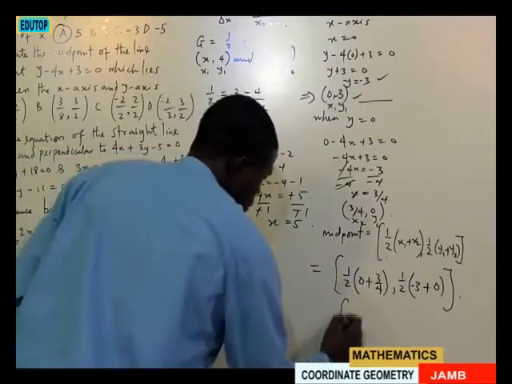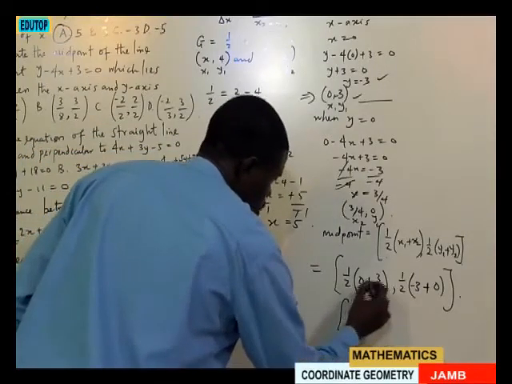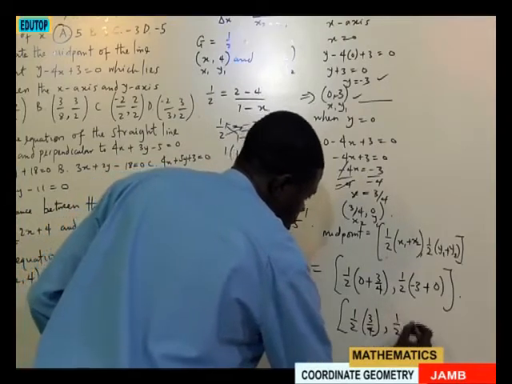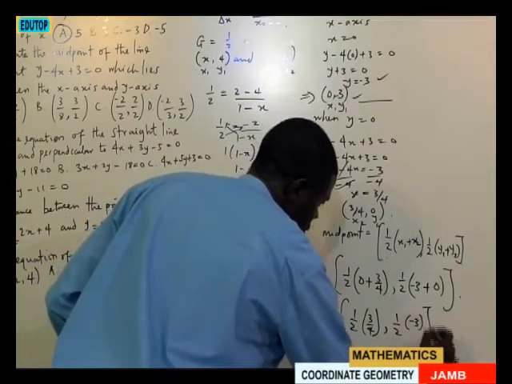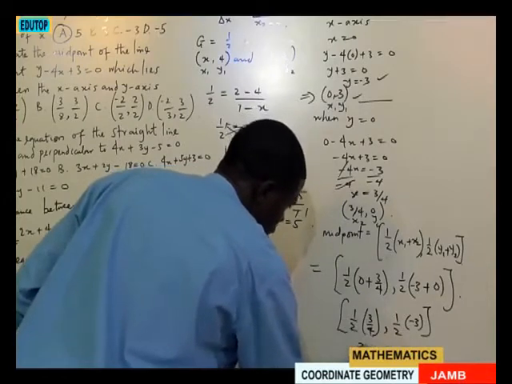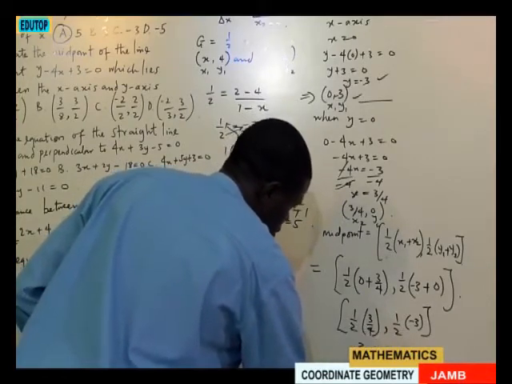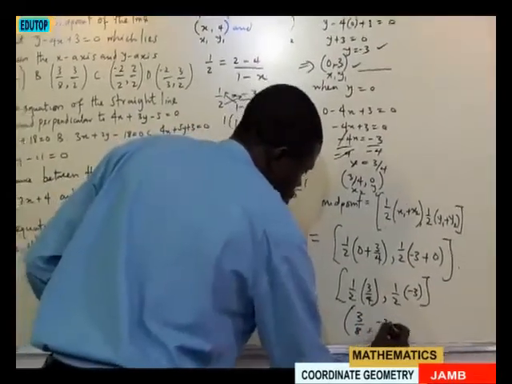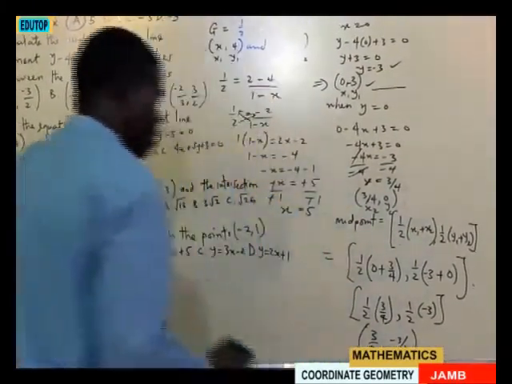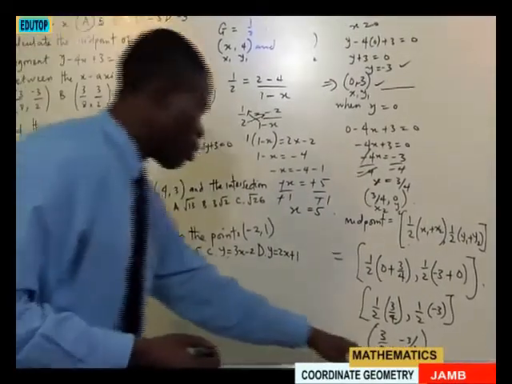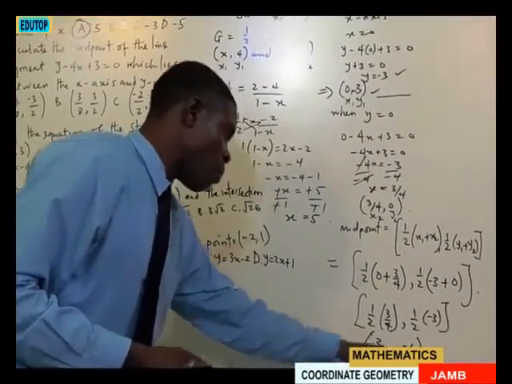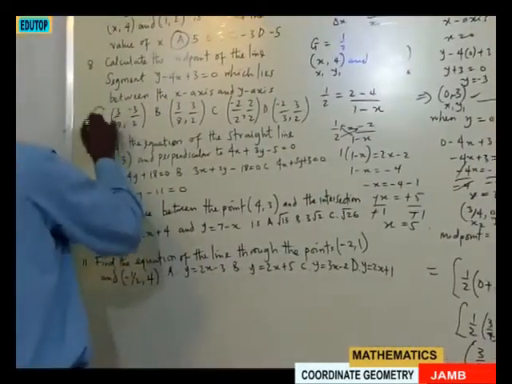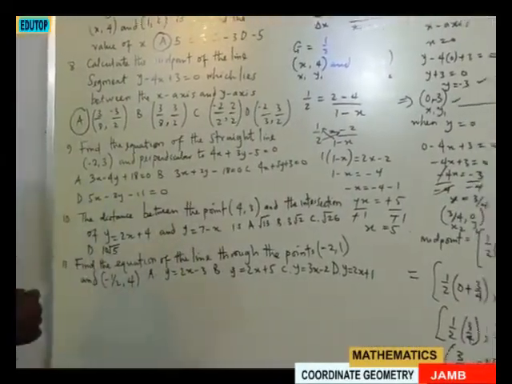So here we have half of 0 plus 3 over 4, comma, half of minus 3. So this one will be 1 times 3, 3, 2 times 4, 8, comma, minus 3 over 2. So this will be the answer: 3 over 8, comma, minus 3 over 2. Let's see the one that matches that, and that is option A.